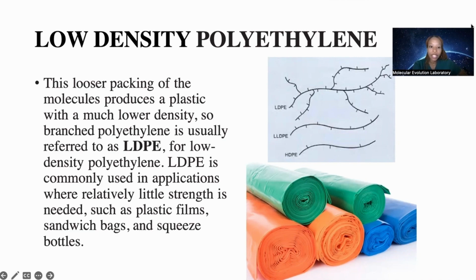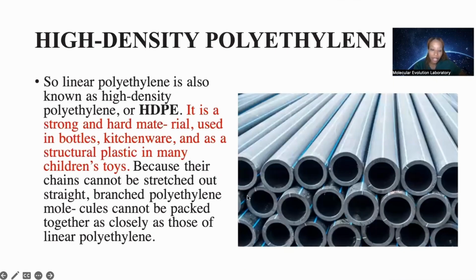Branched polyethylene is usually referred to as low density polyethylene. So these are low density polyethylene here, commonly used in applications where relatively little strength is needed, such as plastic films, sandwich bags, and squeeze bottles. High density polyethylene is also known as linear polyethylene. It is a strong and hard material used in bottles, kitchenware, as well as structural plastic in many children's toys.